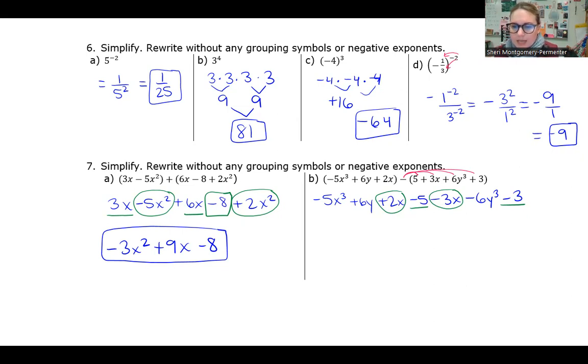So I'm going to start with the highest exponents. I have a -5x to the third, a -6y to the third, a 6y, and now I'm going to combine like terms. So I have a 2 minus 3, which is a -1x. Well, because it is plus. And then the other thing that I can combine is the -5 and the -3, so I have -8.